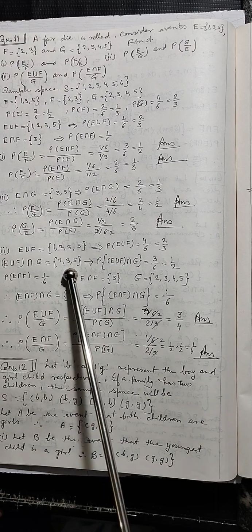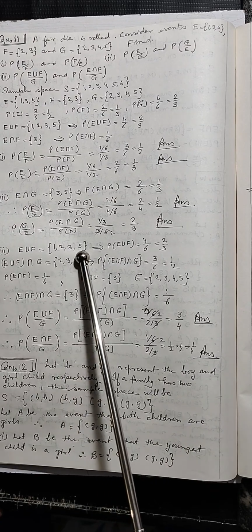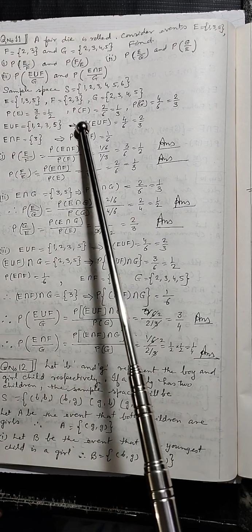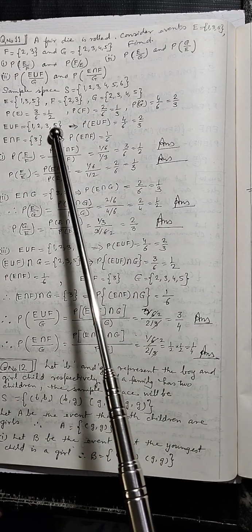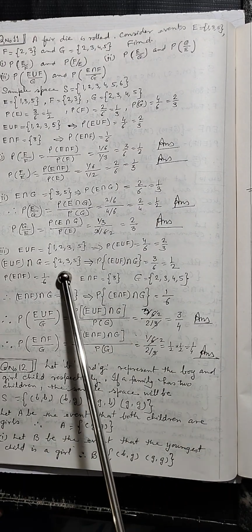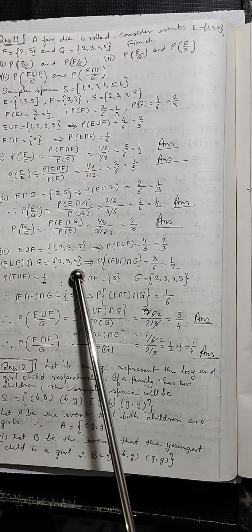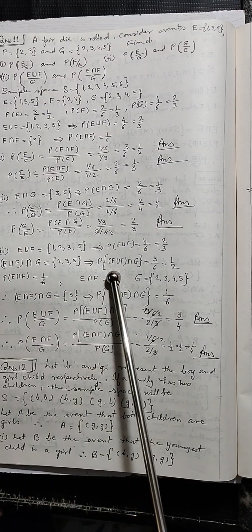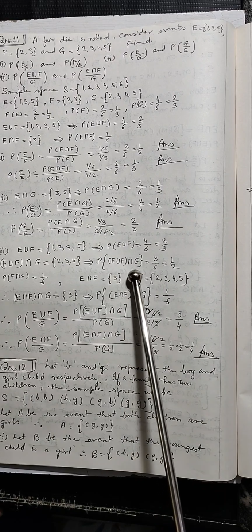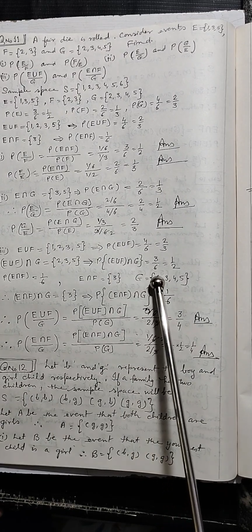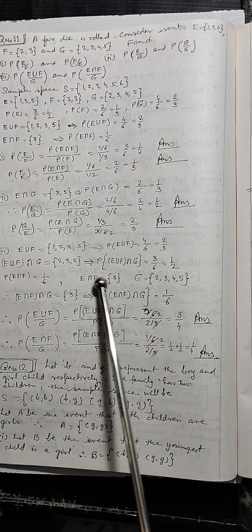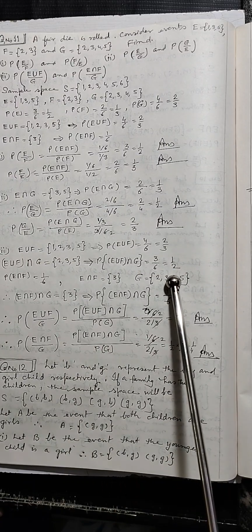Look below, here we have 1, 2, 3, 5, and in the G set, look, 2, 3, 4, 5. Whatever is common, we will write here, that is 2, 3, 5. Now the probability of E union F intersection G will be equal to 3 by 6, because there are 3 elements in it, so 3 by 6, that will be equal to 1 by 2.